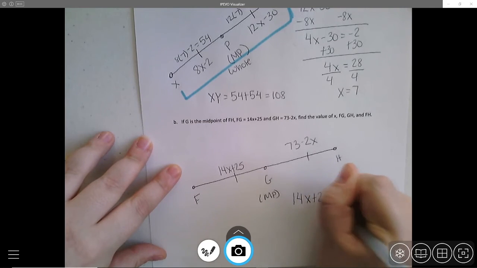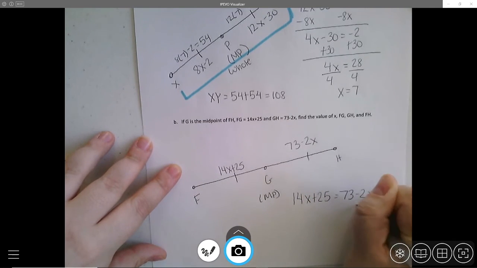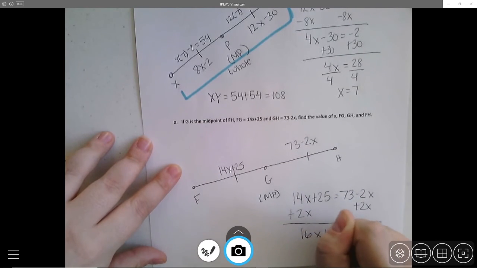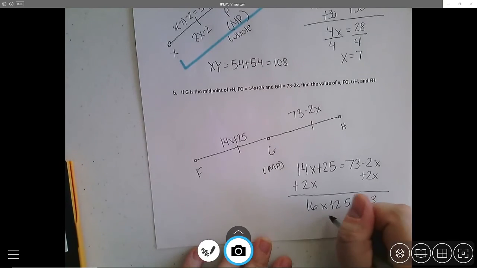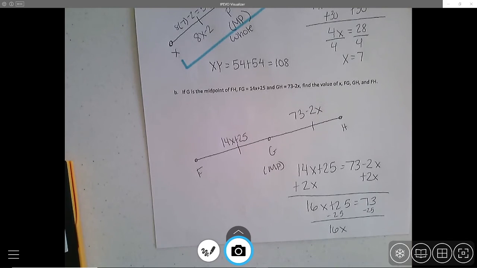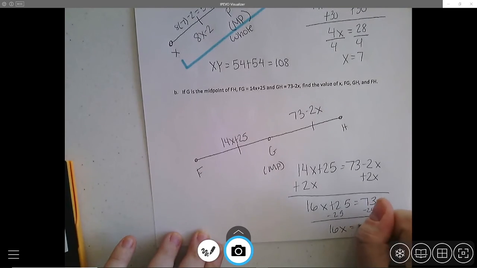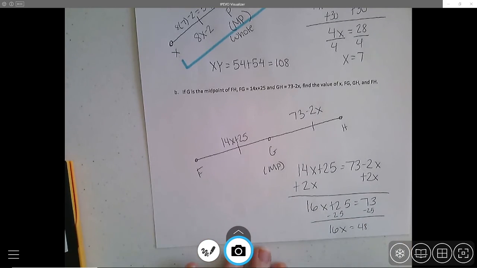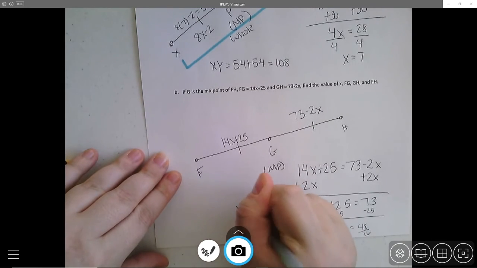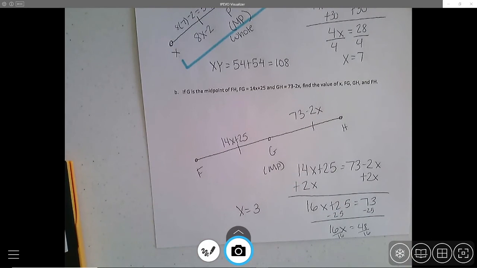14x plus 25 equals 73 minus 2x. Add 2x to both sides to get 16x plus 25 equals 73. And then I can minus 25 on both sides. 16x equals 73 minus 25, which is 48. Divide by 16. I get that x equals 3. Okay, 48 divided by 16 is 3.